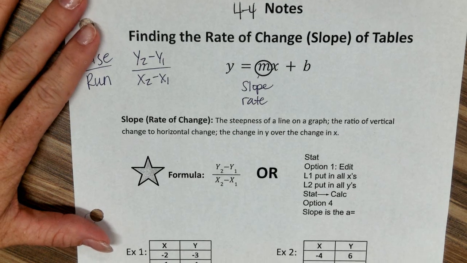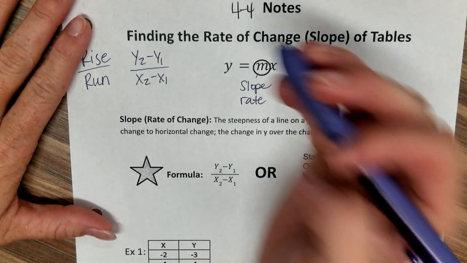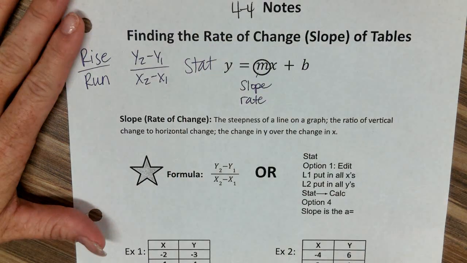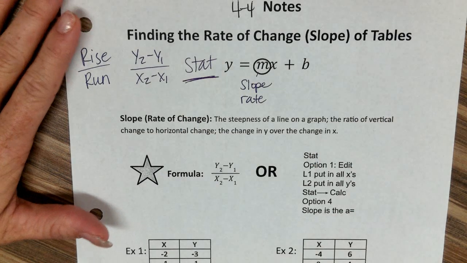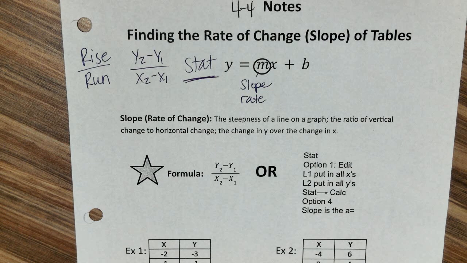I'm going to teach you something new today called your stat button. This is what we're going to do today. Your stat button will find slope. It's going to do it for you, but you need 2 pair of coordinates or a table of coordinates. But you only need 2, just like you need 2 dots when you do rise over run.